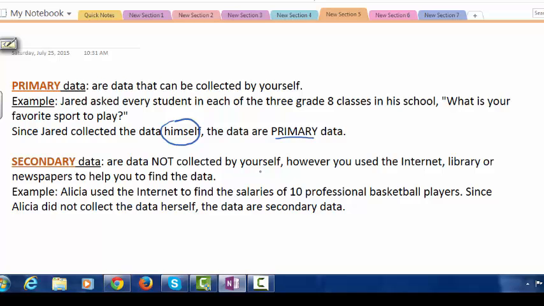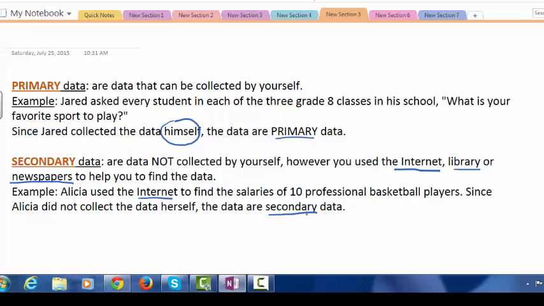Secondary data are data not collected by yourself. But how did you get the data? You use the internet or the library or newspaper or any chart or any resources like a book to help you find the data. In this case, it's secondary data. For example, Alicia used the internet to find the salary of 10 professional basketball players. Since Alicia did not collect the data herself, the data are secondary data.